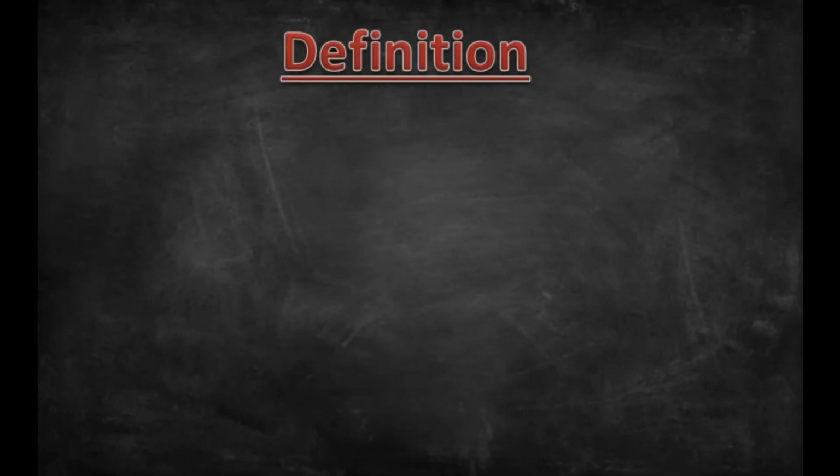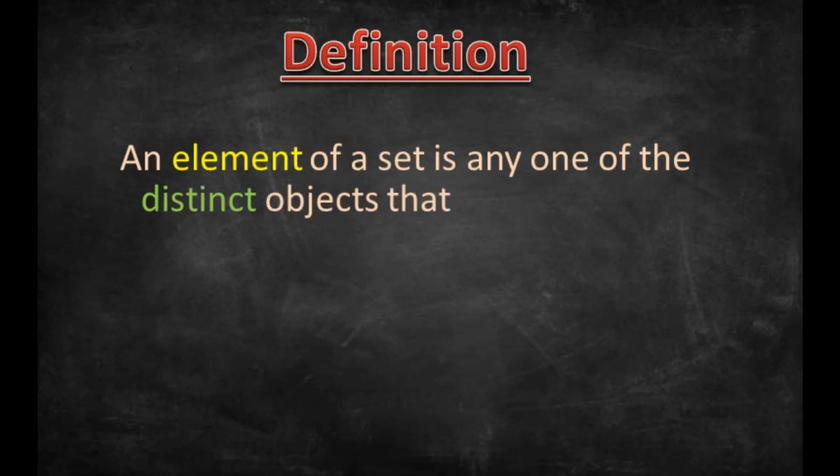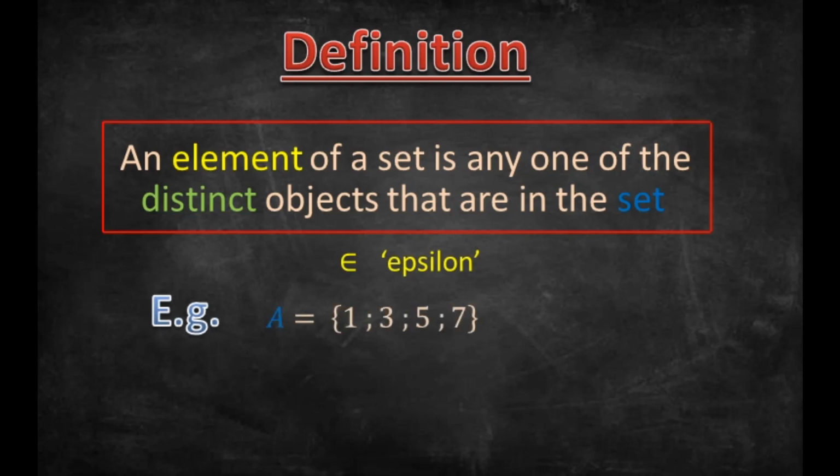Let's have a look at what we mean by an element of a set. An element of a set is any one of the distinct objects that are in the set. We use the Greek symbol epsilon to denote an element with. For example, let's say A is the set 1, 3, 5, and 7. Since 3 is an object in the set, we say that 3 is an element of A. The number 4 is not in the set, so we say that 4 is not an element of A by drawing a line through the symbol epsilon.